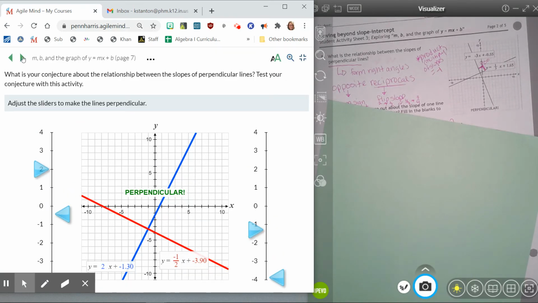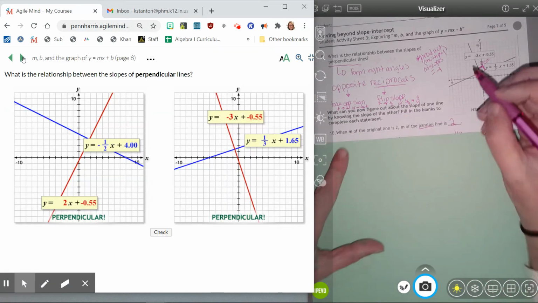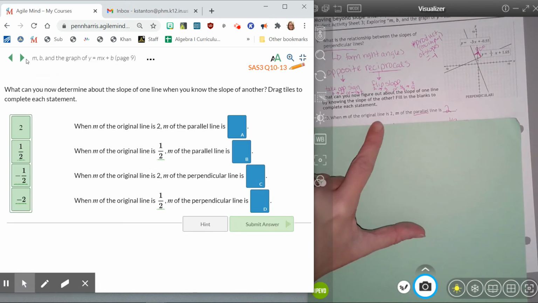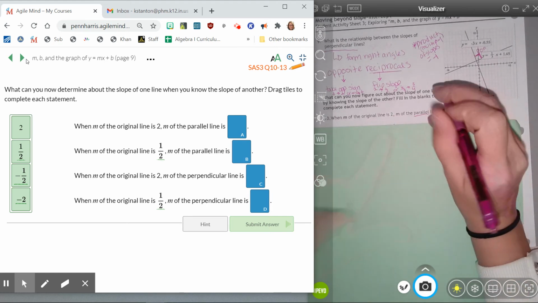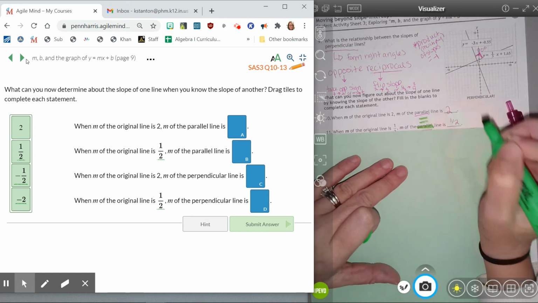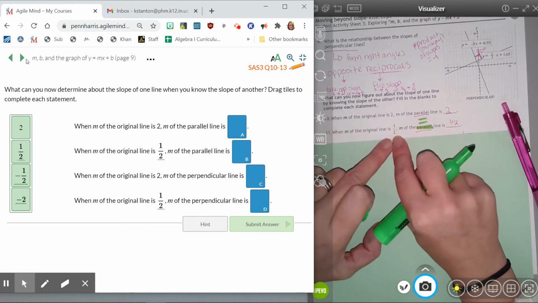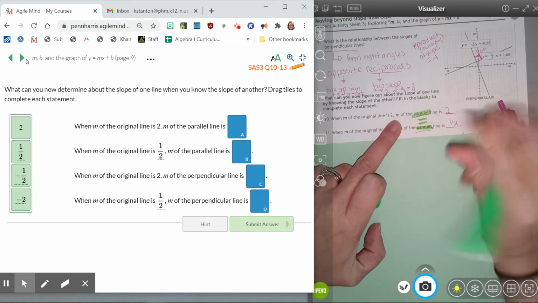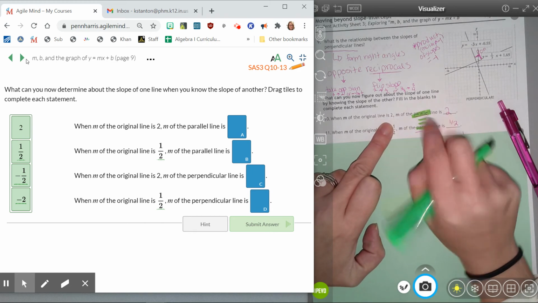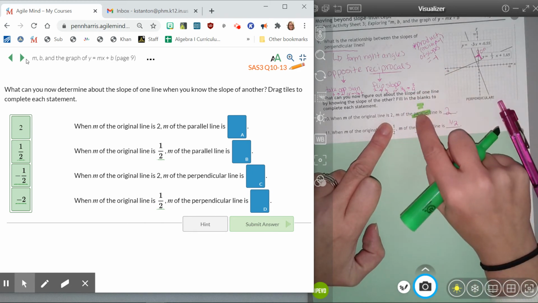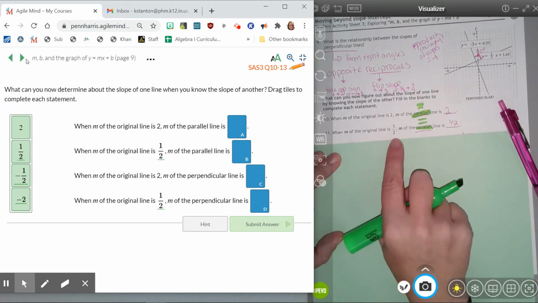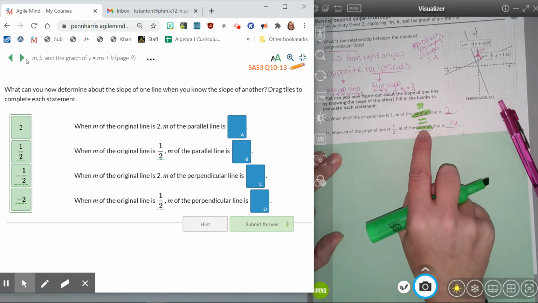Okay. So again, let's talk about some of these problems here. When m of the original line is 2, what is m of a parallel line? Remember, guys, parallel lines mean the same. Think of parallel lines forming the equal sign. When you see parallel, equal. So 2 equals 2. Okay? Again, equal signs are parallel, so 2 equals 2. When m of the original line is 1/2, what is a parallel? Again, parallel equal. So 1/2 equals 1/2.